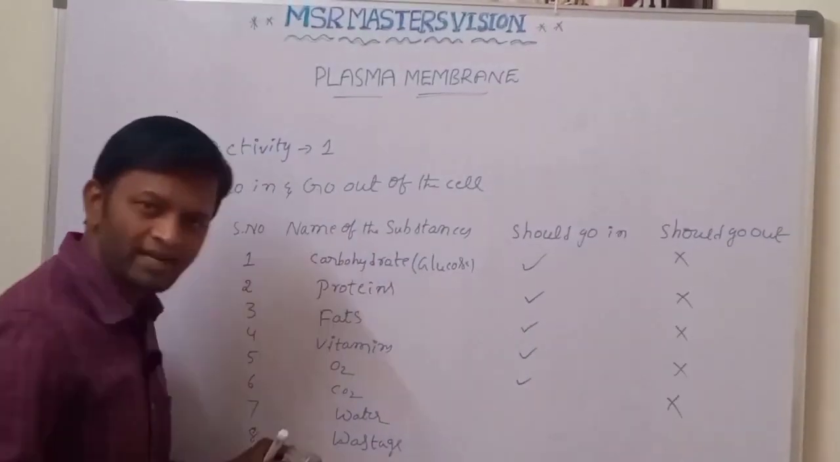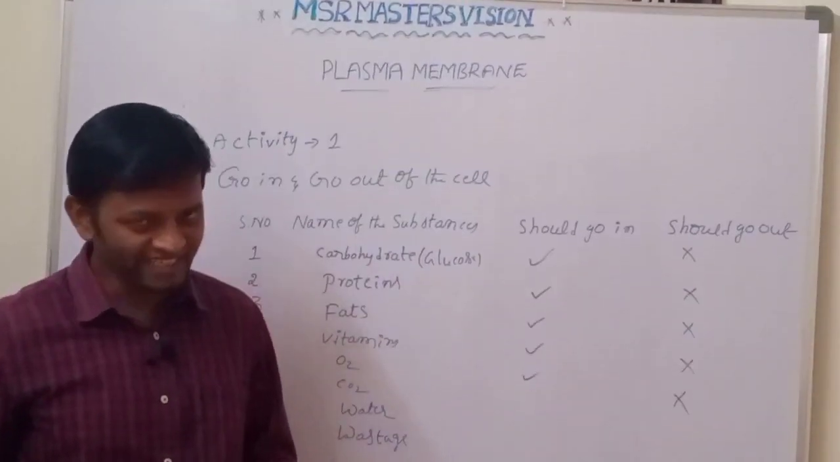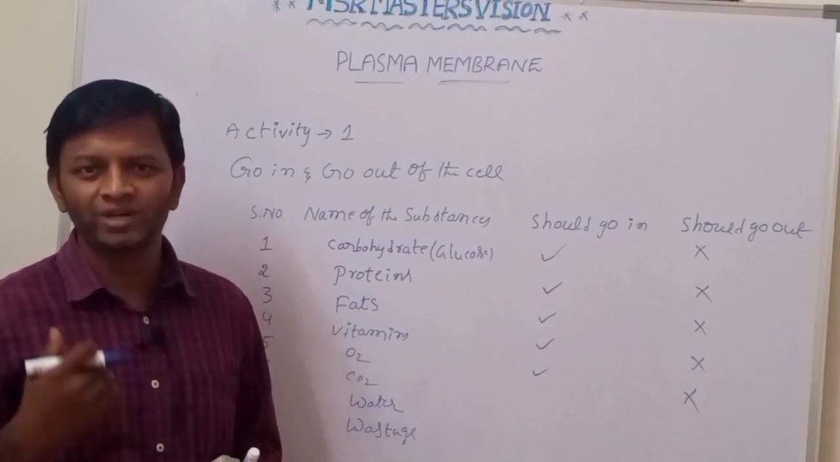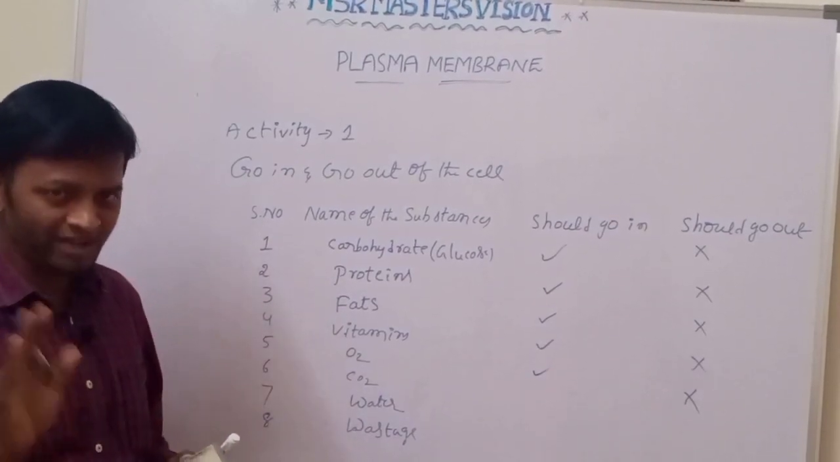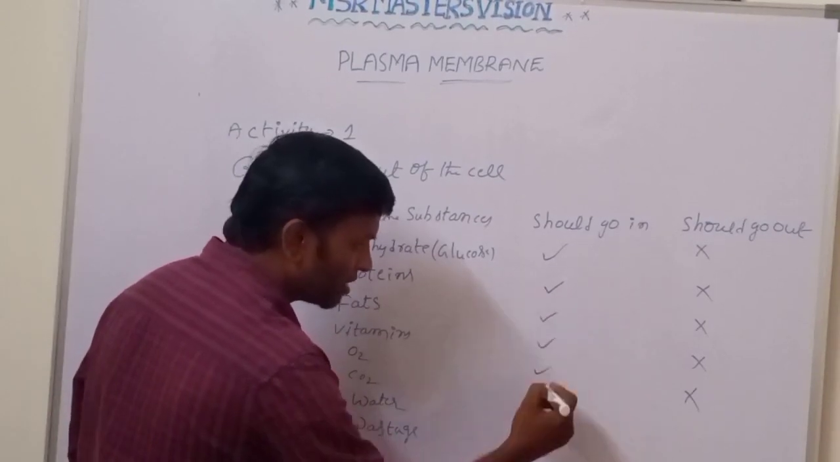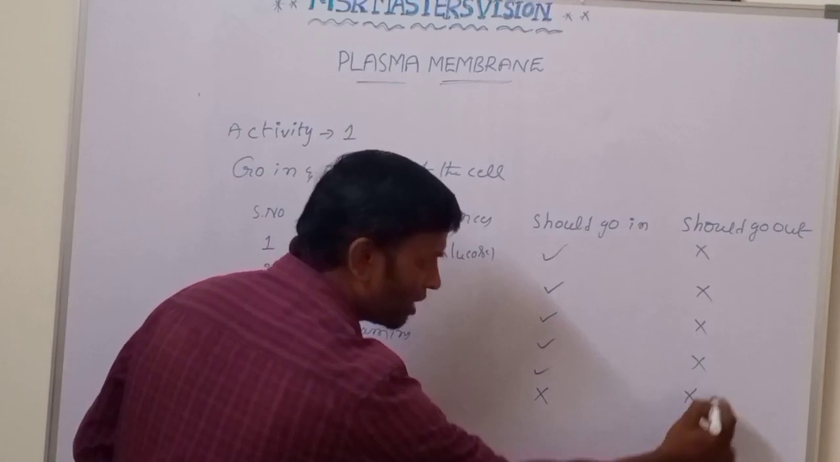Right. If you take carbon dioxide, is it needed or not? Carbon dioxide is not needed. Yes, we exhale the carbon dioxide in the form of exhaled air. So that is why it is not needed. So carbon dioxide should not go into the cell. It should go out of the cell.